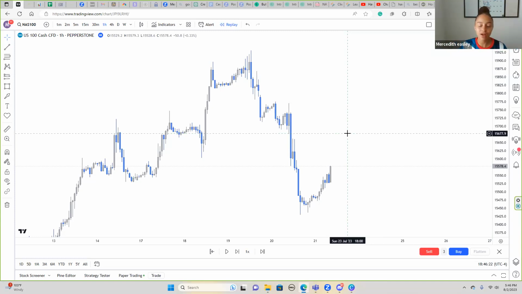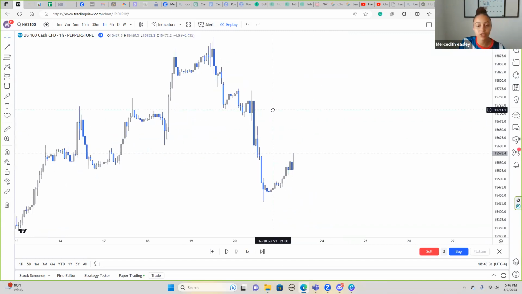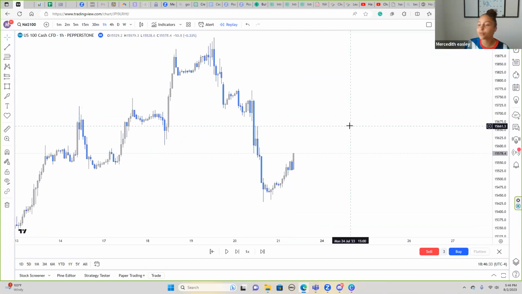I'm just going to be going over how I step-by-step trade Nas100 every single day during market opening with my trading community. All right, so pretty much the first thing I want to do is identify if I should be looking for bullish or bearish order blocks.